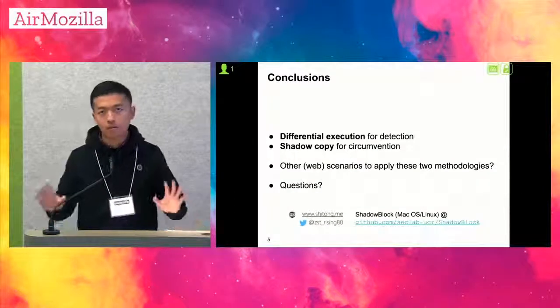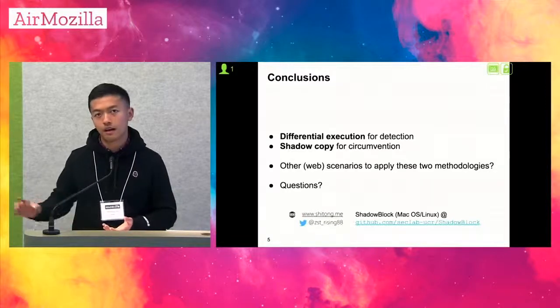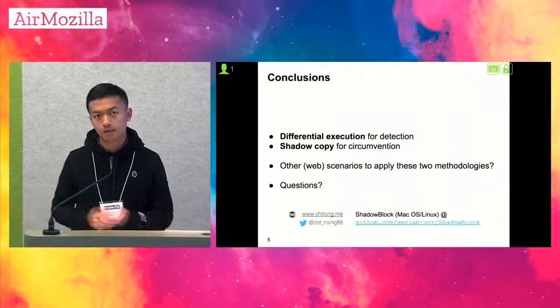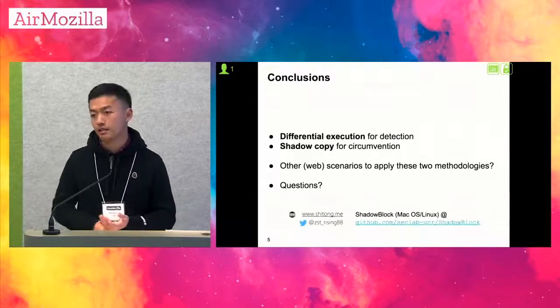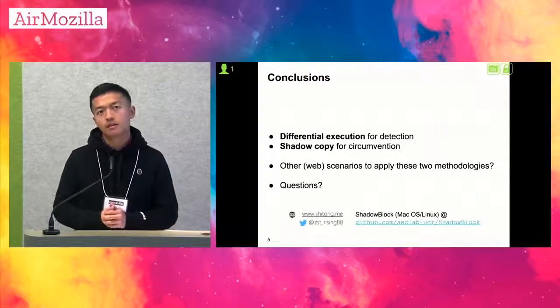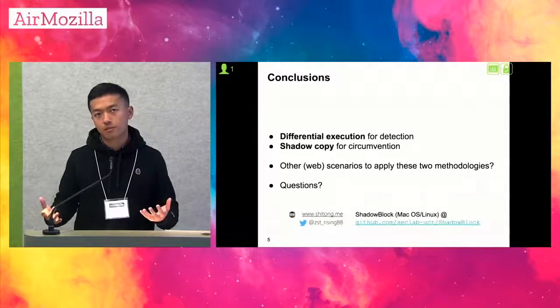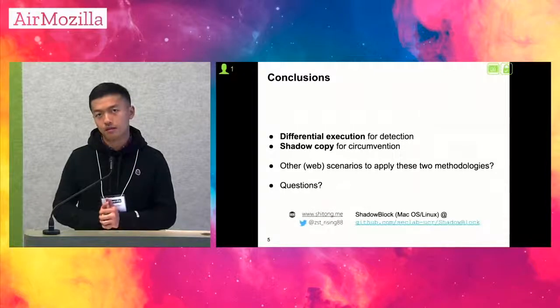So basically, I want to conclude that we can use differential execution for detecting ads or trackers, and second, we can use shadow copy to circumvent such detection from our adversary. So we want to figure out if there are any other web scenarios where we can apply these two methodologies further.